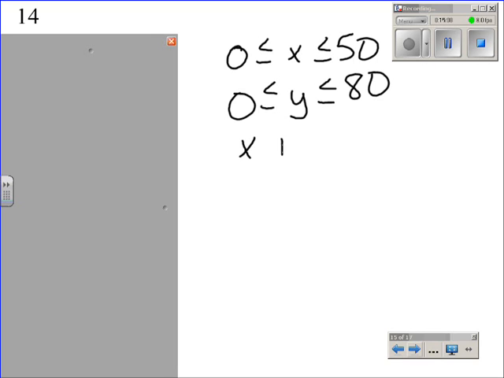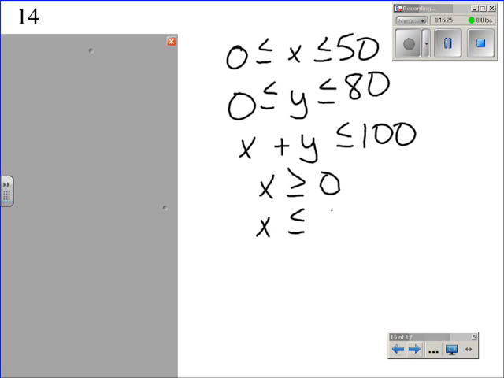The total will be at most 100 cones. Therefore, x plus y is less than or equal to 100. To graph, we must separate the two compound inequalities into their separate simple inequalities. X is greater than or equal to 0, x is less than or equal to 50, y is greater than or equal to 0, and y is less than or equal to 80.